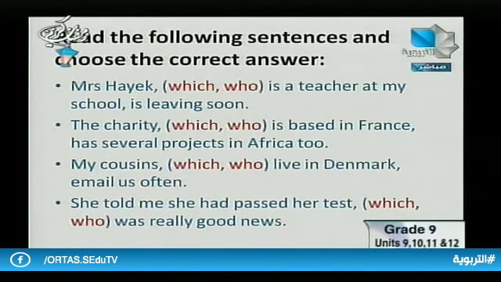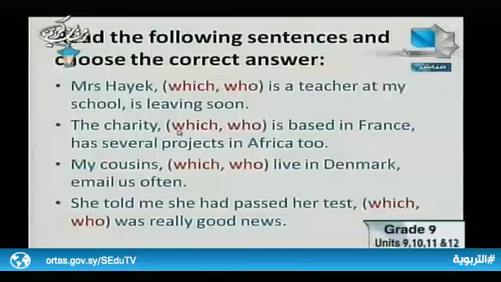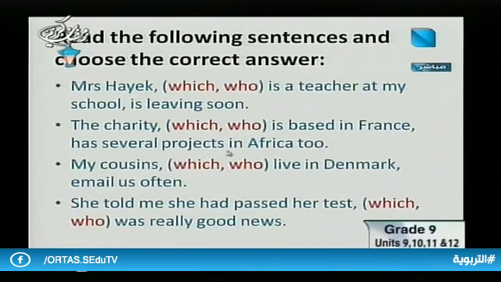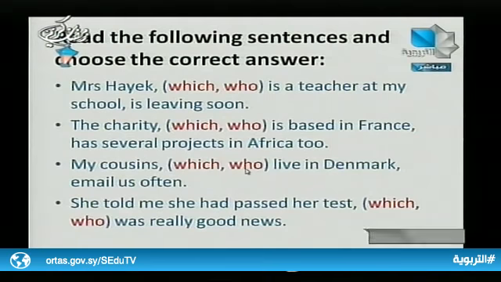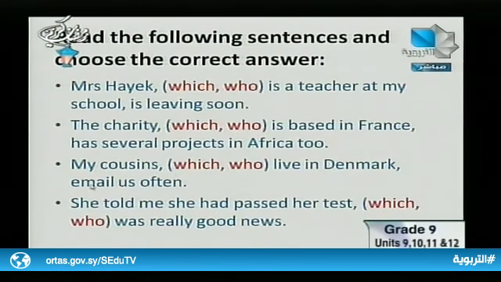It is an organization, not people. Not a person. So we choose which. It is based in France and has several projects in Africa too. Number 3, my cousins, who live in Denmark, email us often. Here we are talking about people, and so we have to use who after cousins.